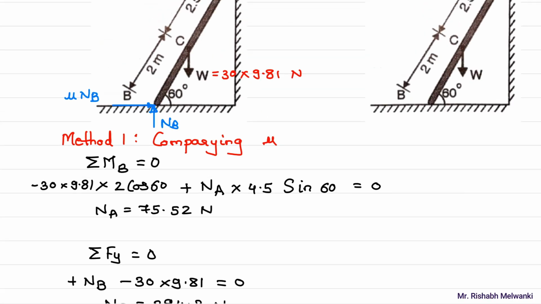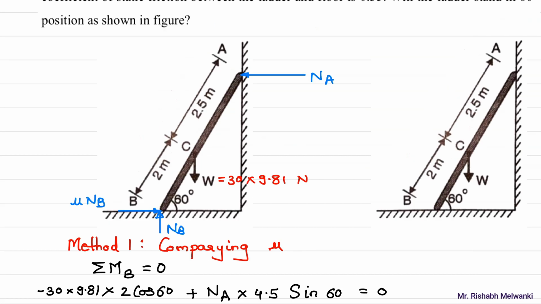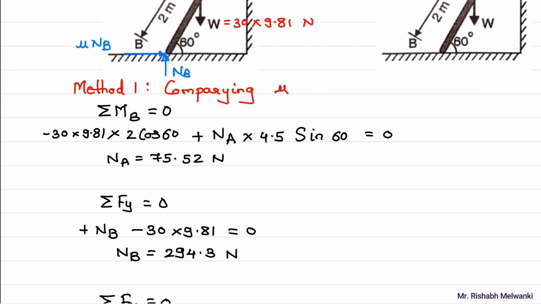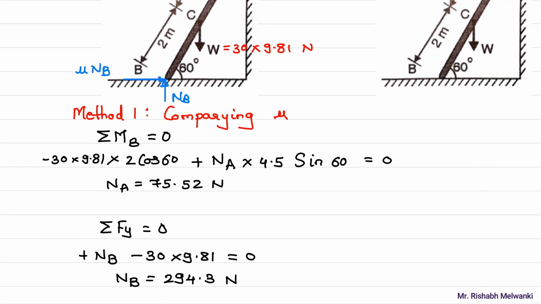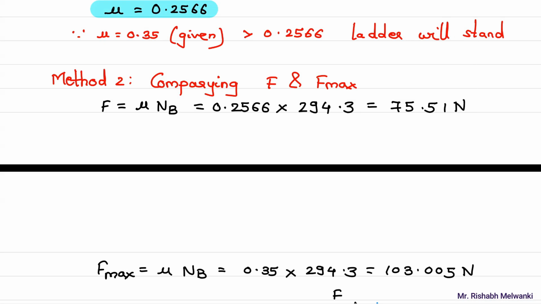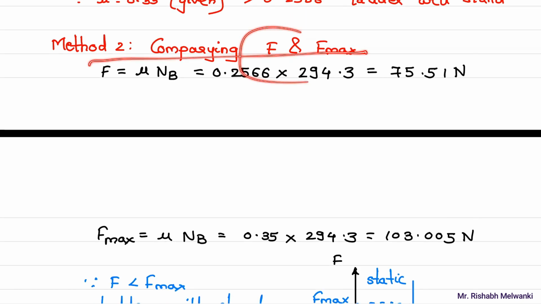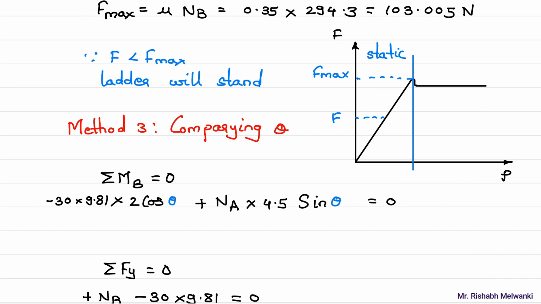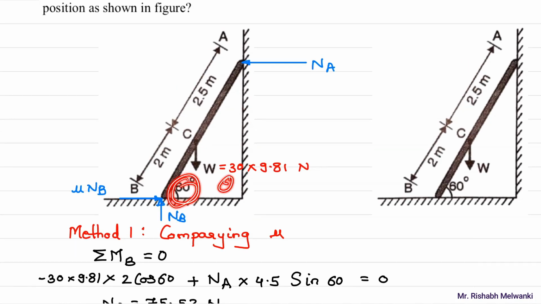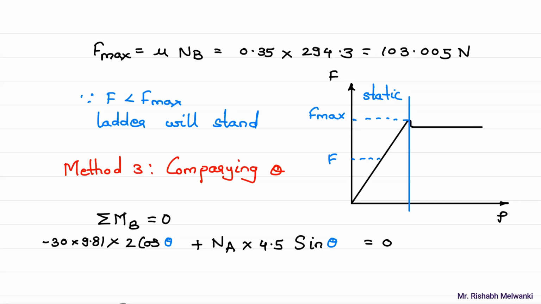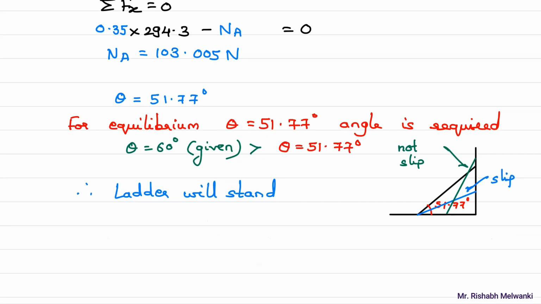What is the first method which we have seen? Even though mu is given in the question, we have calculated the mu and compared the mu. This is the first method to find whether the ladder will stand or slip. The second method is we compare the F max value, and the third method is we consider the angle as unknown theta and compare that theta with the 60 degree given in the question. In that way also we can find whether the ladder will stand or slip. So these are the three methods we have.